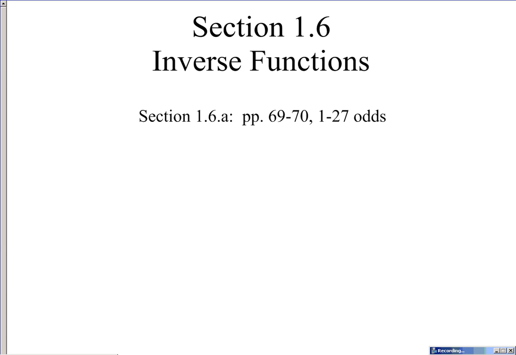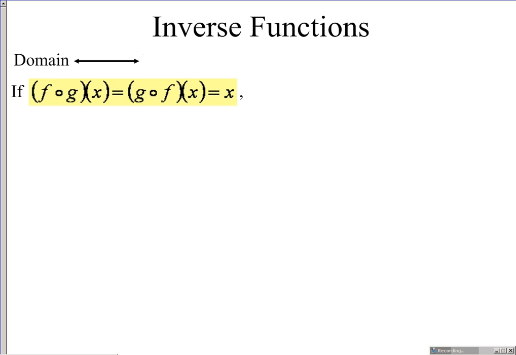Section 1.6, inverse functions. We're talking about functions that are inverses of one another. What happens is our domain and range switch positions within our function. If f composed with g of x and g composed with f of x both equal x, then we know that f and g are inverses of each other.